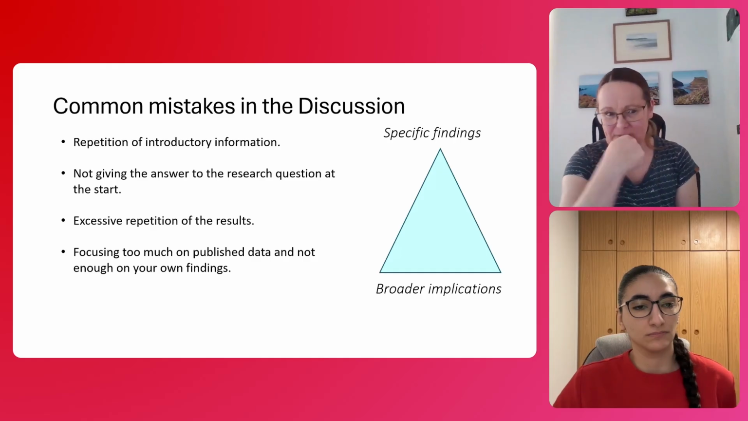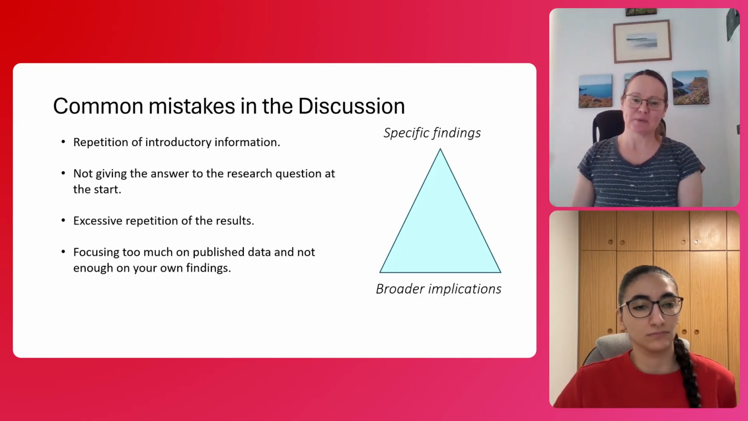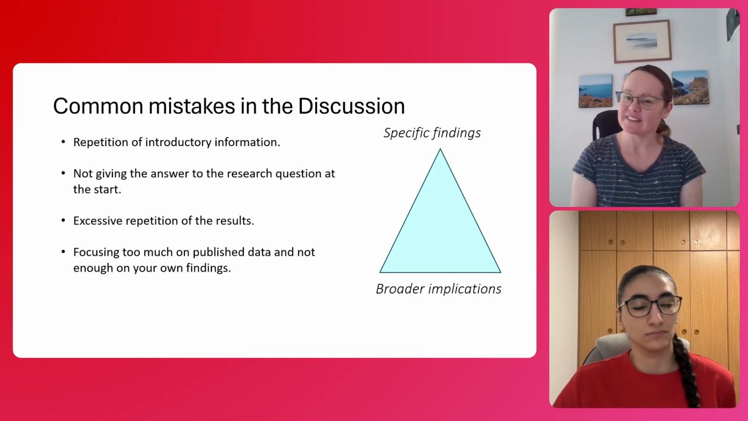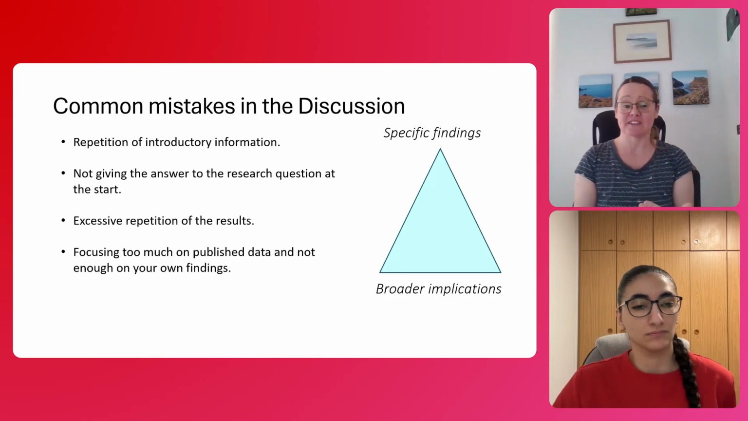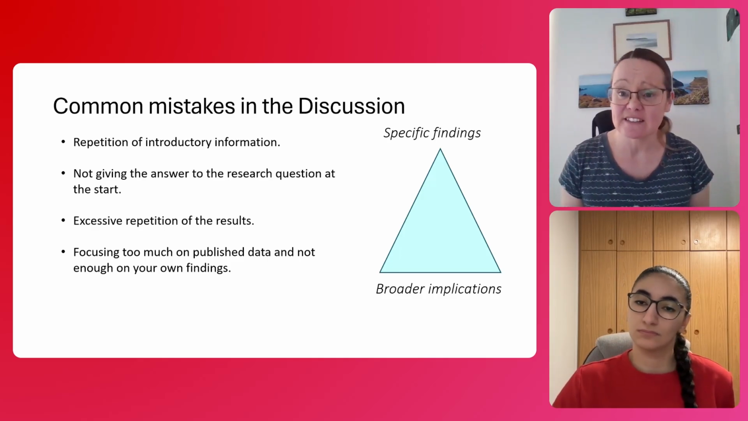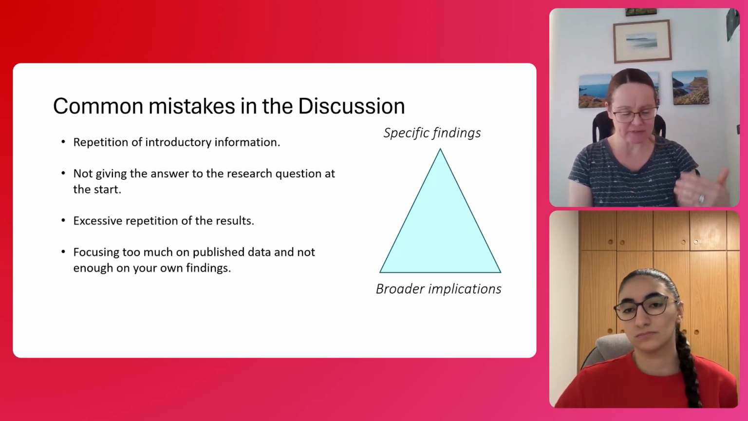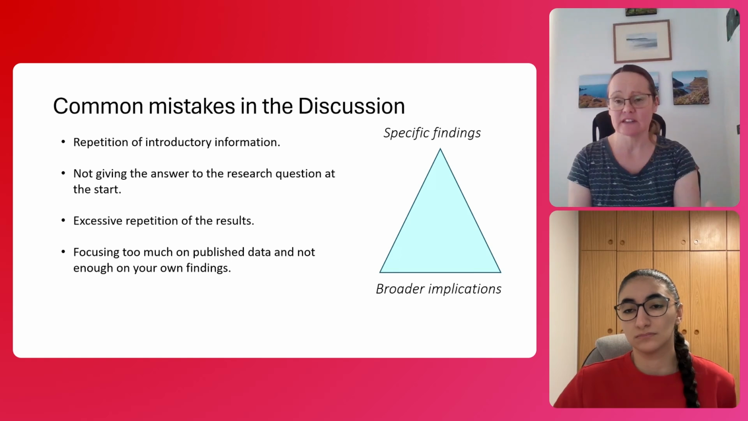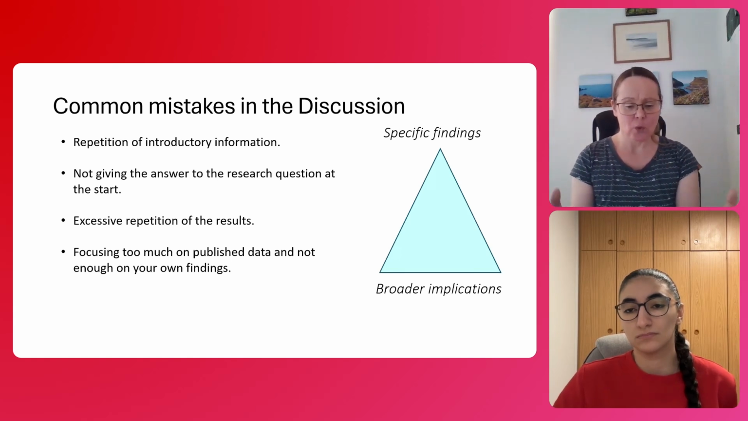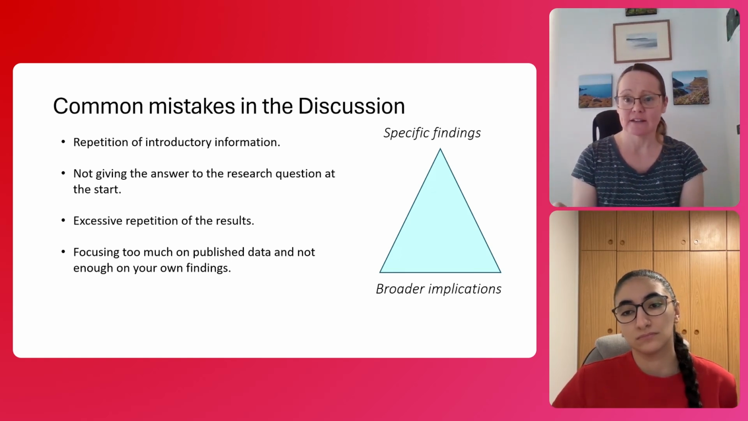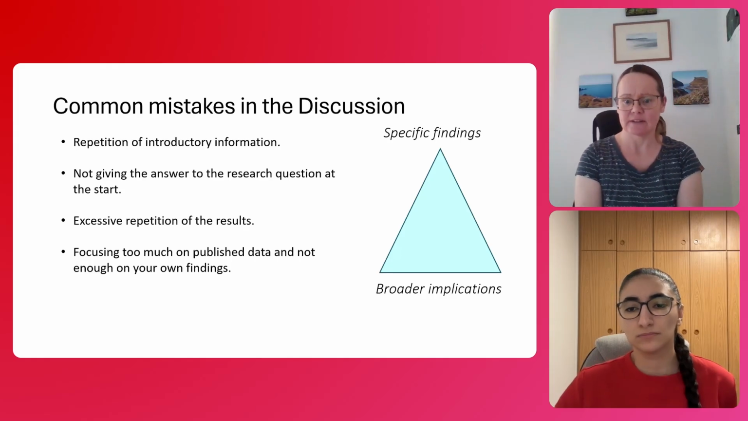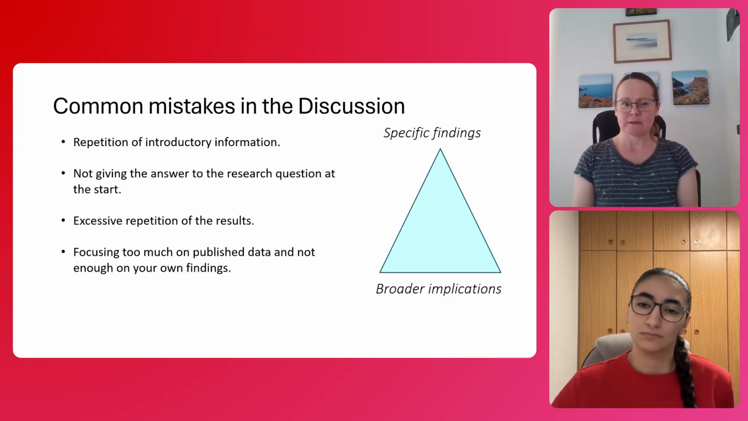Another common problem is focusing too much on published data and not enough on your own findings. Obviously the whole point of the discussion is you're justifying the answer to your research question with your data and with the data from published studies. But what I sometimes see are perhaps two, three, four paragraphs where the writer is discussing the literature and in no way relating that to something they have found. So it's a bit like a literature review.